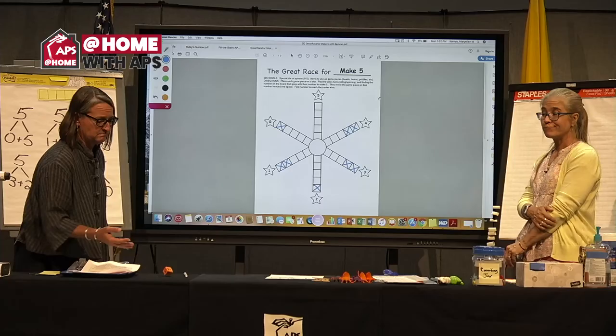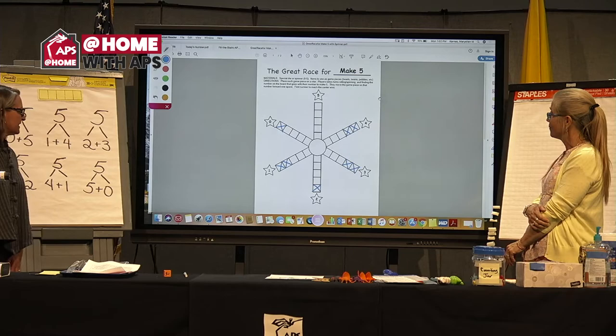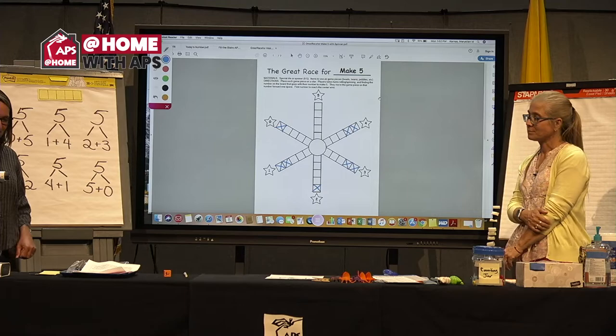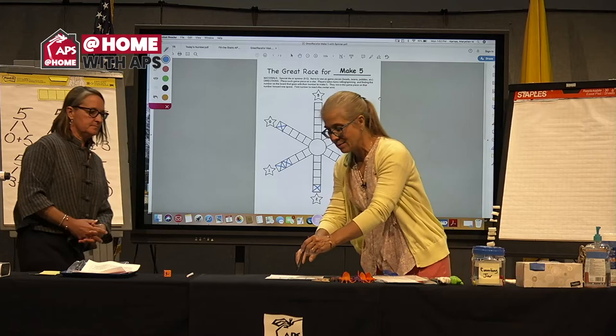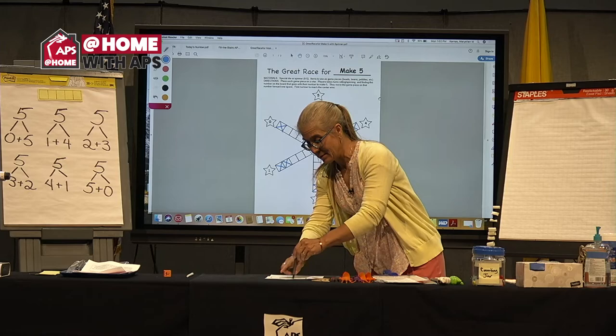I rolled a one again. We are getting a lot of ones and fours, and they go together to make five, don't they? So one plus four gives us five. Four is awfully close to the finish. What do I have to spin in order to get one on the five? A zero, right? We'd have to be getting zero.